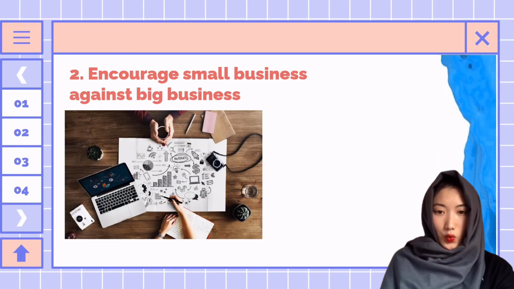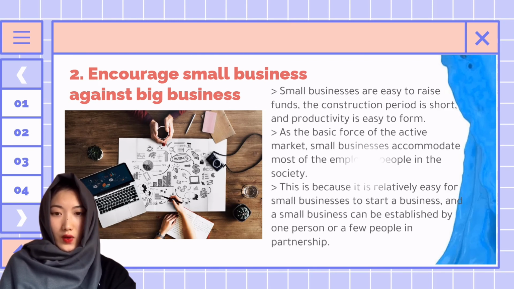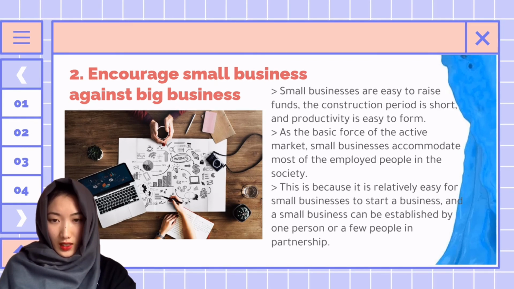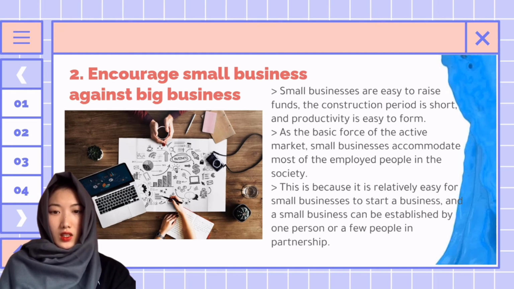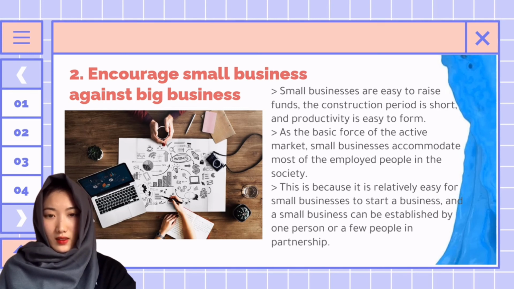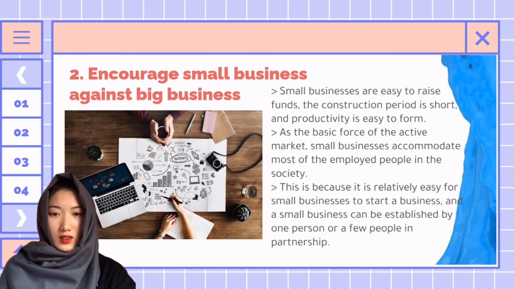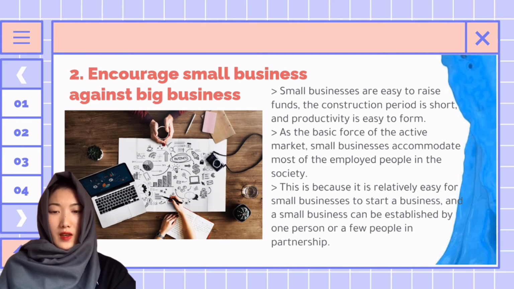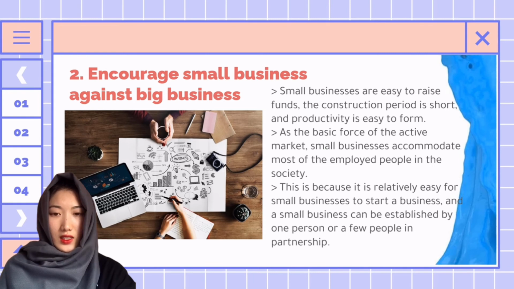The second way is to encourage small business against big business. Small businesses find it easy to raise funds. The construction period is short, and productivity is easy to form. As the basic force of the active market, small businesses accommodate most of the employed people in the society.